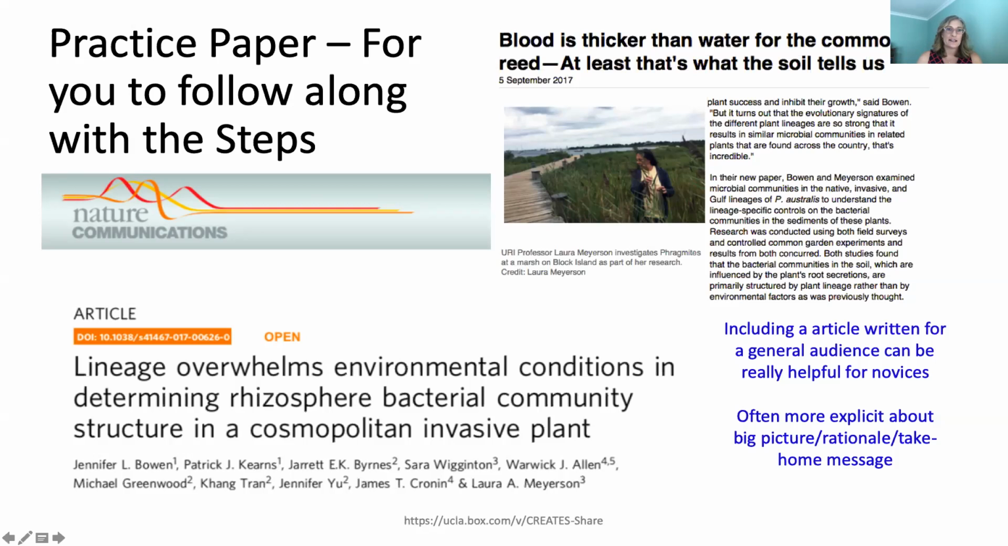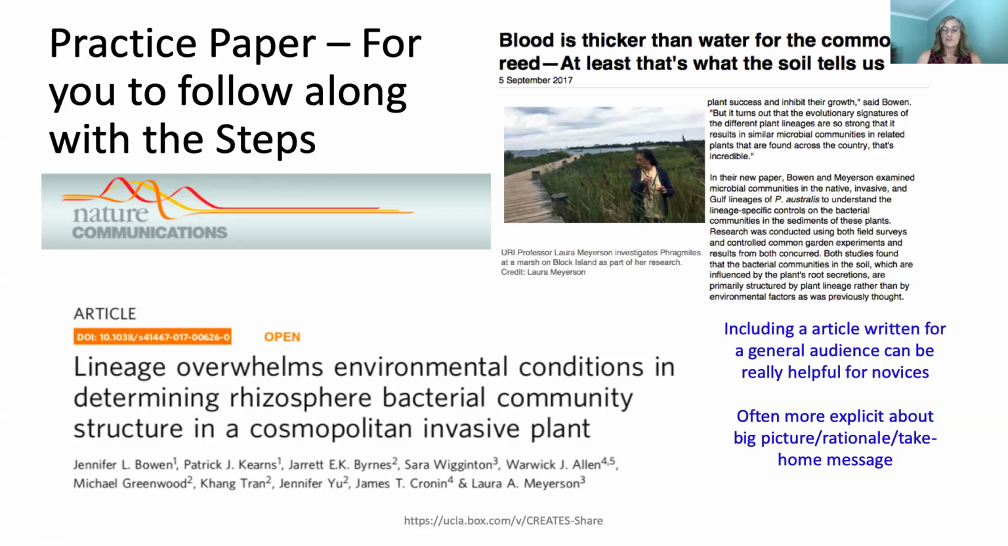So if this seems like an overwhelming topic, a concept that you're not familiar with, or you're introducing something new to students, then it can be a good idea to also find an article that has had science communication articles written about it. Finding articles written for a general audience can really help novices dive in. Oftentimes these articles are much more explicit about the big picture, and there's not the obscuring terminology that's used in the article.